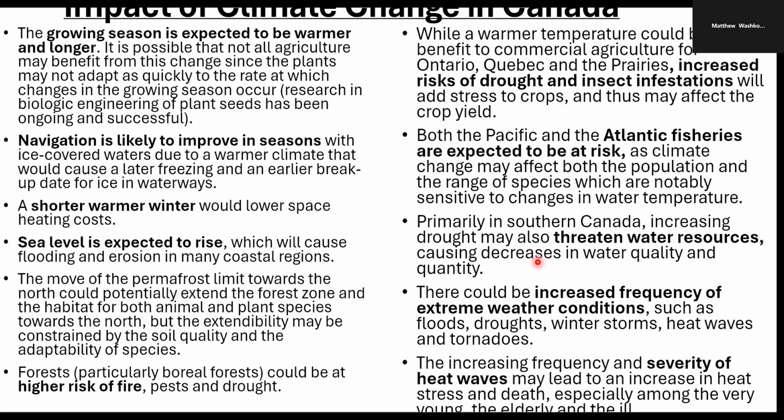There will be a shorter and warmer winter, but the sea level is expected to rise, and that's going to introduce flooding and erosion to a lot of places. There's going to be much higher risk of forest fire, as those of us who've experienced summer can see. We're going to see much more drought, much larger insect infestations. We're going to see our fisheries at risk. There's going to be threatened water resources. What does that mean? That means you and I might run out of drinking water, right? That's something we talked about last assignment. We're going to see increased frequency of extreme weather conditions and heat waves.